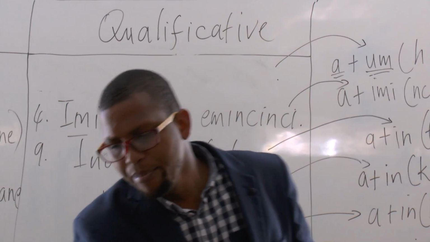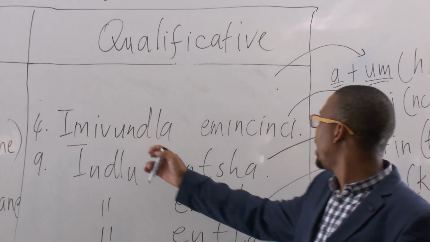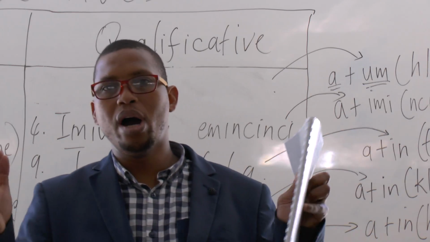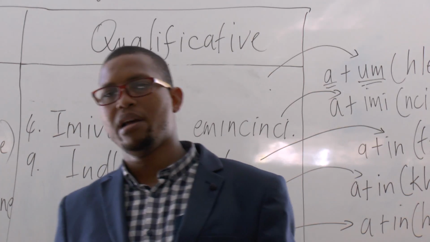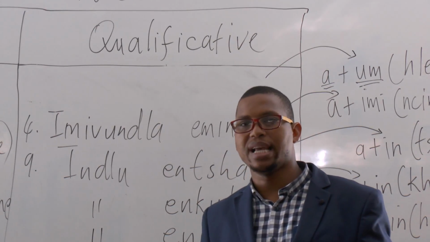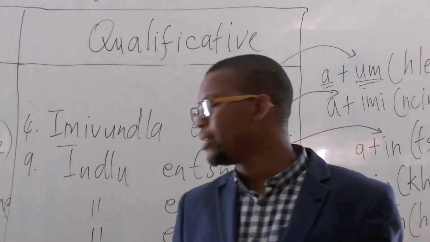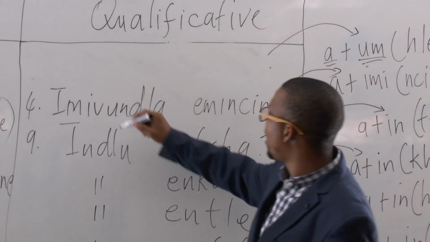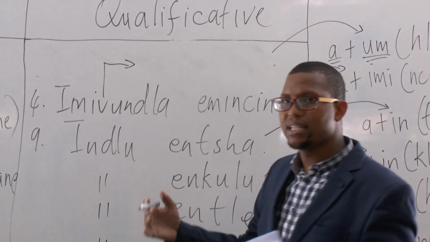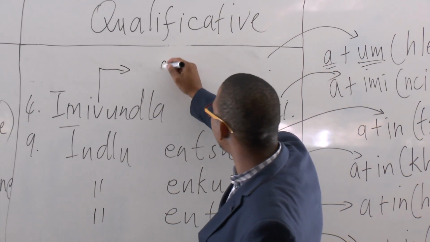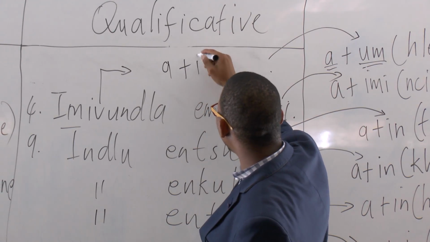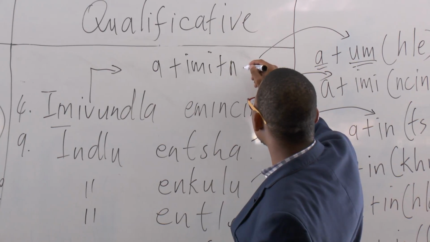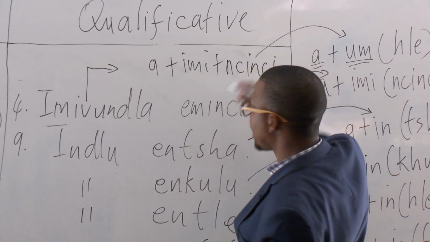Class 4, imivundla emincinci. Few or little rabbits. Few rabbits, or you could say little rabbits. Okay. Imivundla emincinci. Then in this case, remember, how do you form an adjective as a qualificative? You start with the affirmative A plus the whole prefix plus the adjective itself, which is in this case minci.